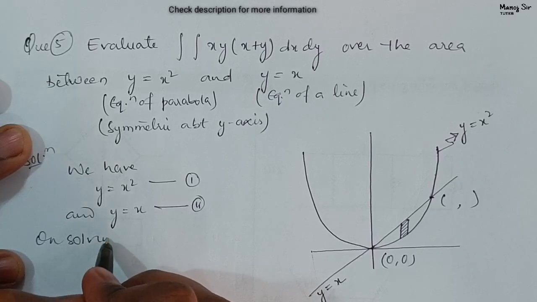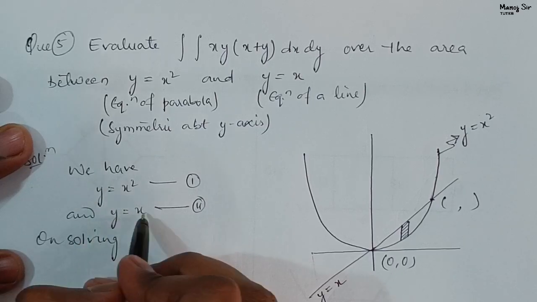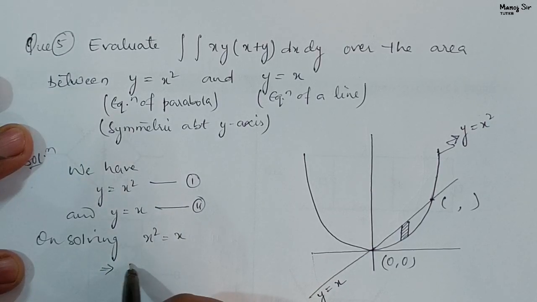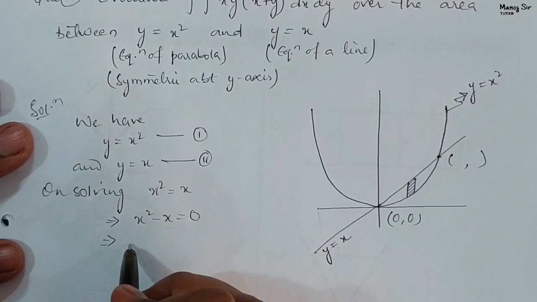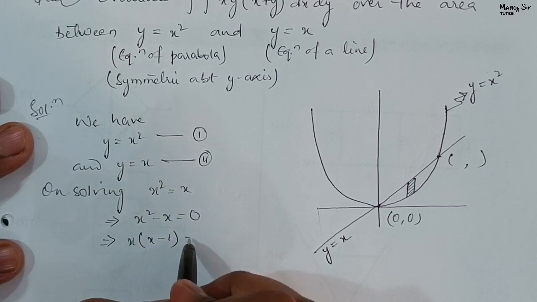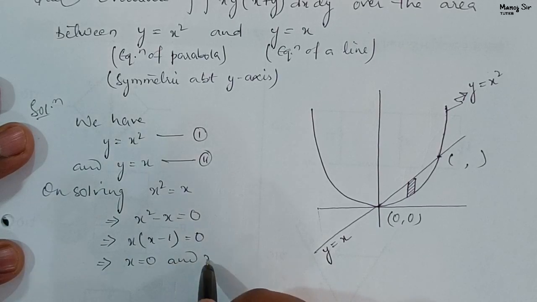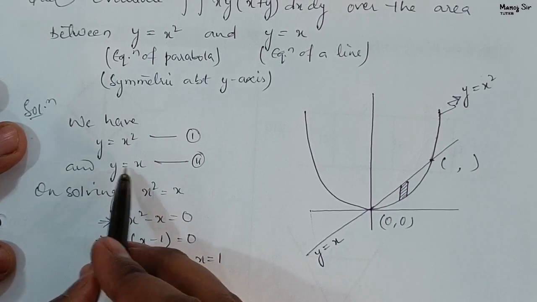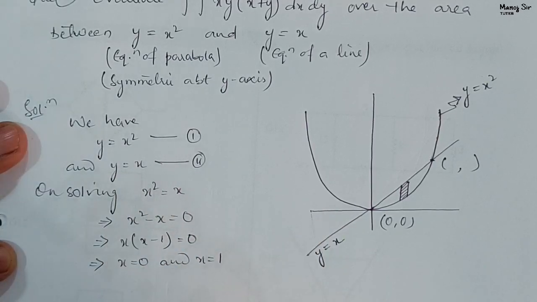On solving both the equations, in place of y we can put x because y equals x. So we can say x square equals x. Taking this x to the left hand side, this becomes x square minus x equals 0. Again solving this, x common, x minus 1 equals 0. From here you will get x equals 0 and x equals 1. Now if you put x equal to 0 in equation number 2, you will get y equal to 0. Similarly, if you put x equals 1 in equation number 2, you will get y equals 1.